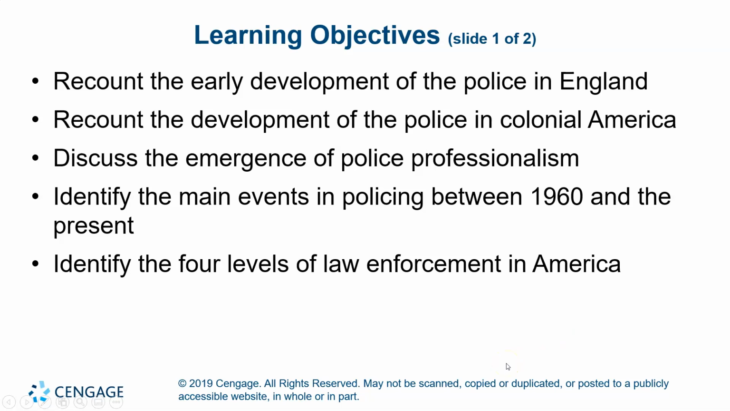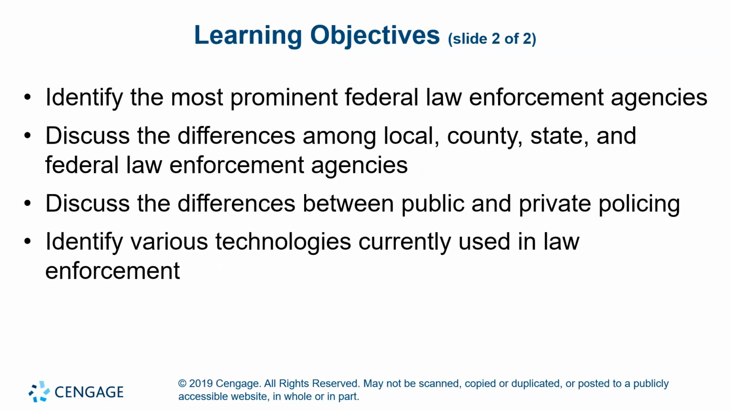So, some things we want to learn would be to look at the early development of the police in England, also the development of the police in early America, discuss the police profession and how it came about, identify some of the main events in policing between 1960 and present, look at 4 levels of law enforcement in America, identify the most prominent federal law enforcement agencies, take a look at the differences between local, county, and state and federal agencies, discuss some of the differences between public and private policing, and then finally we'll wrap it up talking a little bit about technology. So again, we do have a lot to cover.